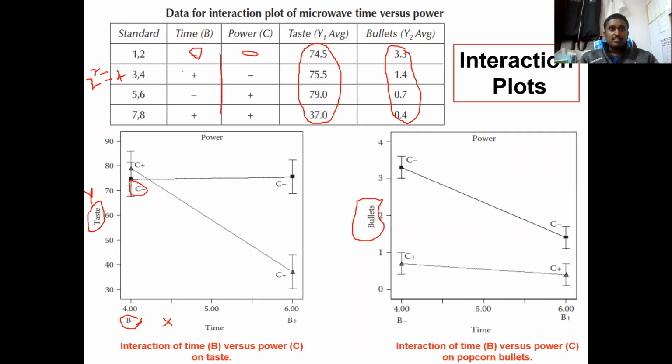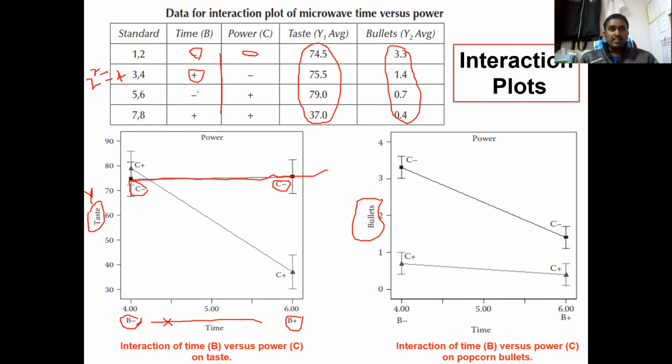When you're increasing B from minus to plus, from lower concentration to higher concentration, there is no change in the taste. That means there is no interaction. When you're increasing the B concentration by keeping C constant, you can see the graph is very constant. That means B is not interacting with the C taste.